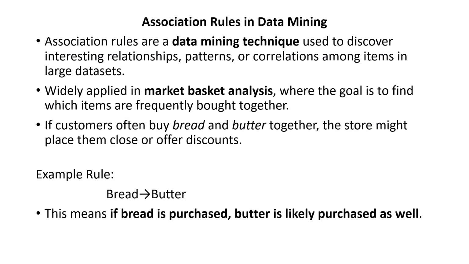are frequently bought together. So if customers often buy bread and butter together, the store might place them close or offer some discounts. So an example rule is bread tends to butter. This means if bread is purchased, butter is likely purchased as well.